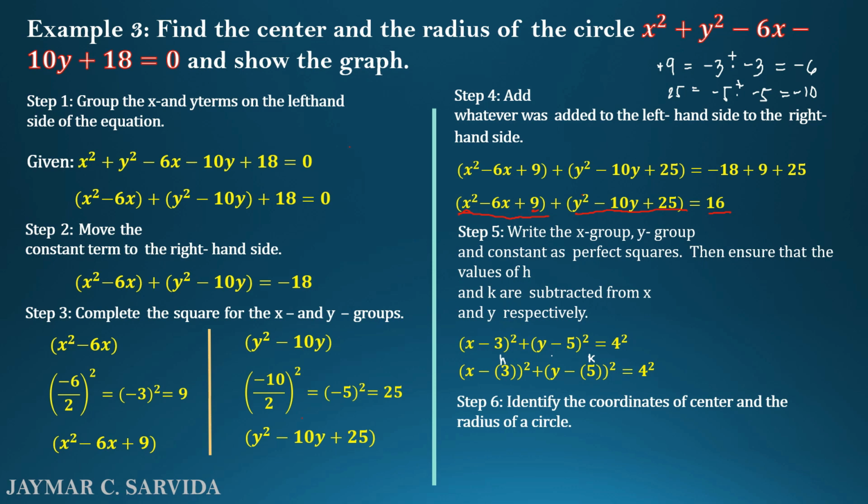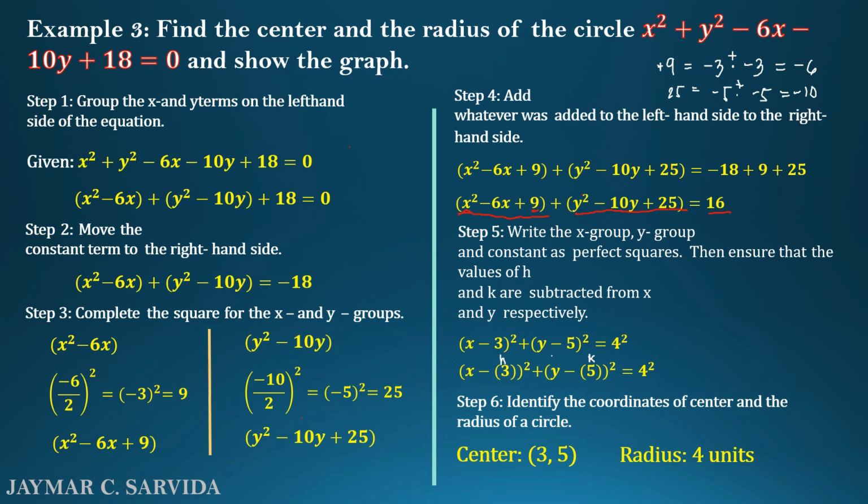Then, identify the coordinates of center and the radius of a circle. So ito na yung ating equation, class. So identify na natin yung center at yung radius. So yung center natin ay positive 3 at positive 5. At ang kanyang radius naman ay 4. Okay, ang radius ay 4.